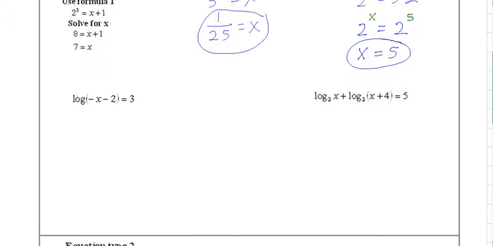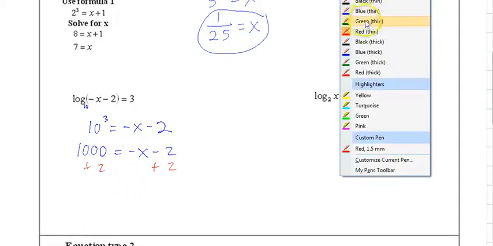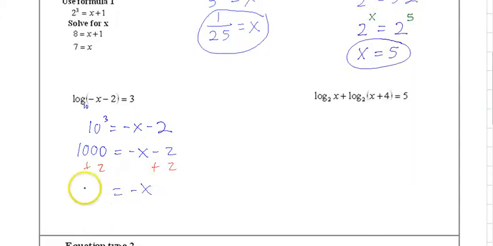It's nice and clean. Well, what if it doesn't have a base? Well, that means it's a 10. So this would be 10 to the power of 3 equals negative x minus 2. And that would be 3 zeros. And we can just solve. Plus 2, plus 2. So x is negative 1002. That's it. So again, we still want to check this by plugging it in, make sure it works, but we're good.